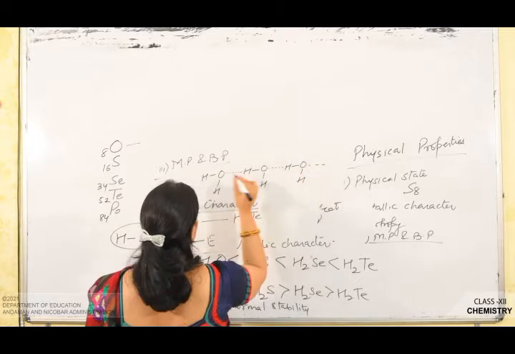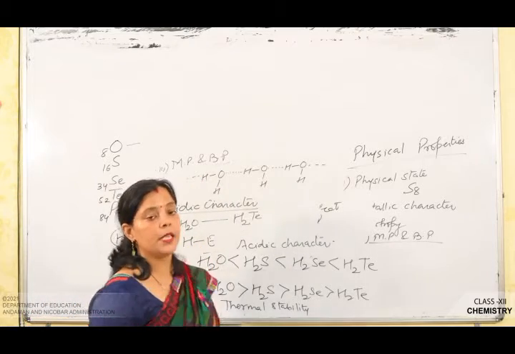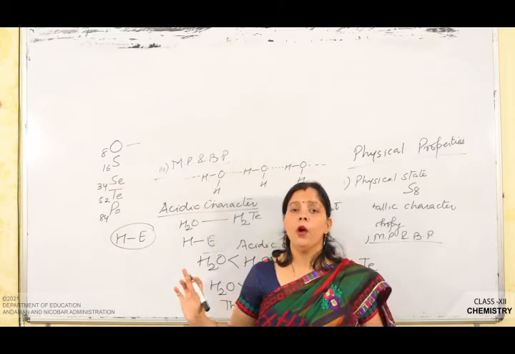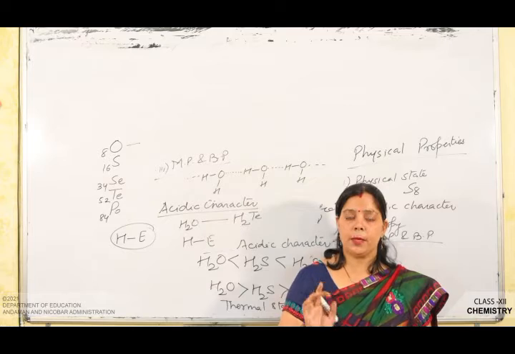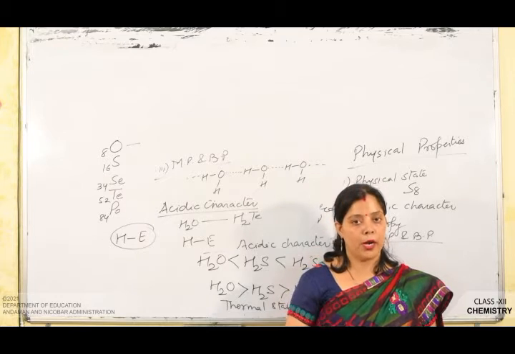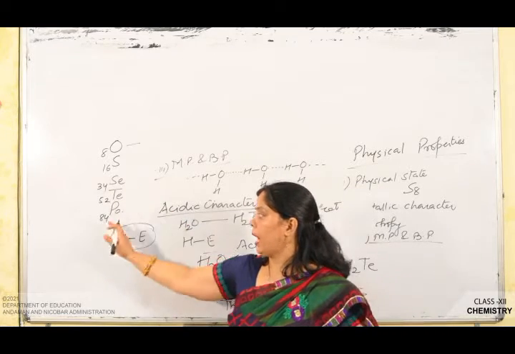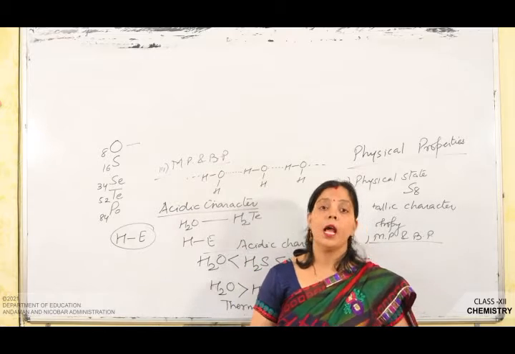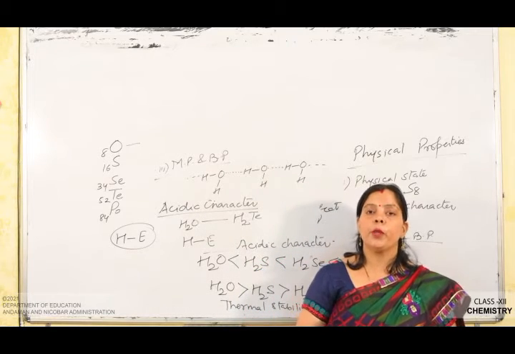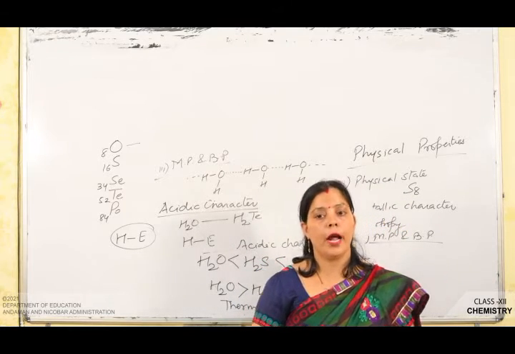So in this way the intermolecular hydrogen bonding is taking place, and that is the only reason why H2O has exceptionally high melting and boiling point among all the hydrides of the group 16 elements: the presence of strong intermolecular hydrogen bonding.